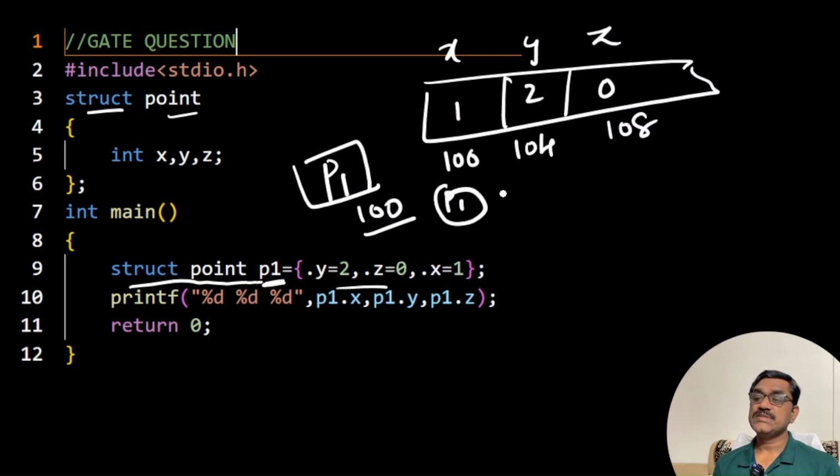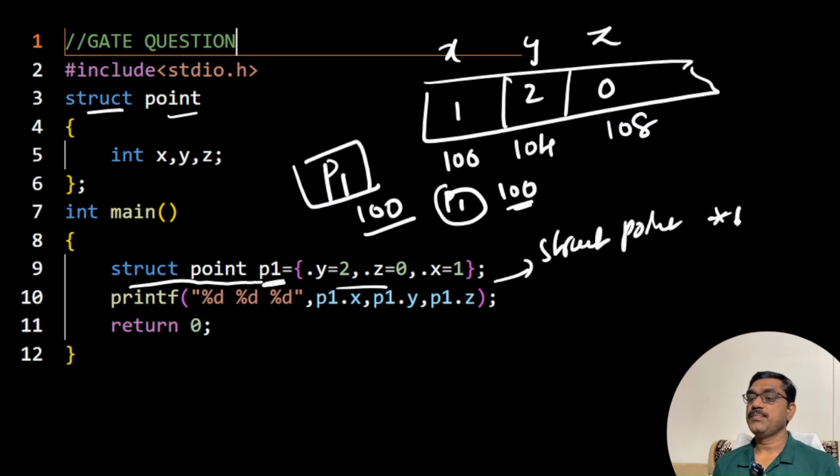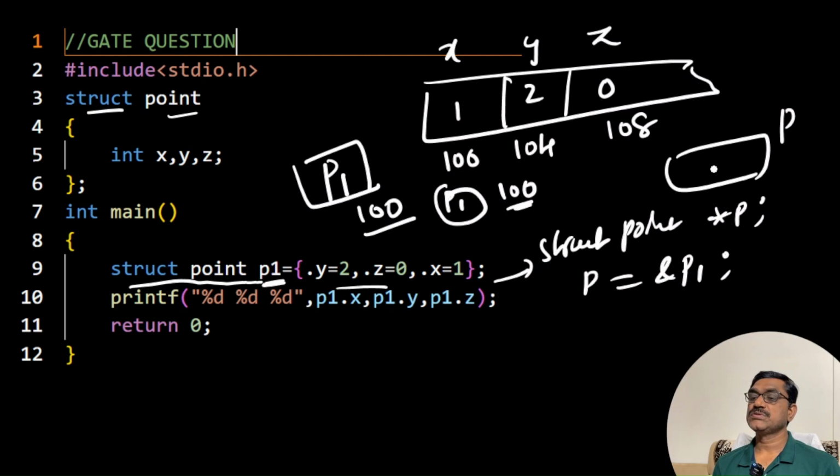No, P1 itself is an address. That is very, very important. Now, for example, if you create a pointer, struct point *P, and if you say P = *&P1, its meaning is different. In this case, we have to say that P is a variable which stores the address of P1, which means how much?